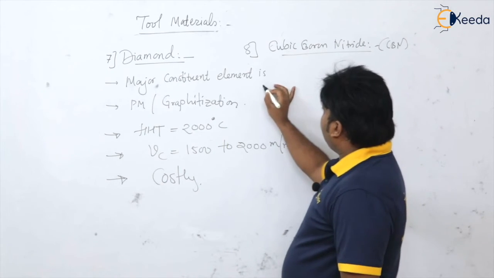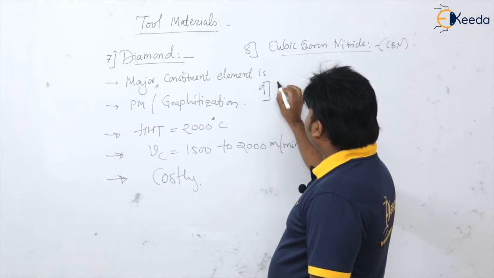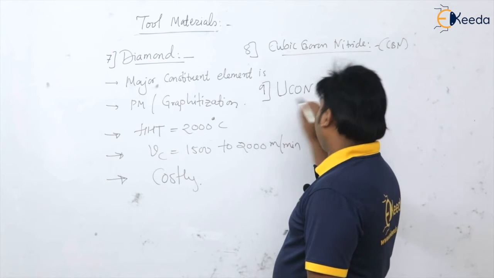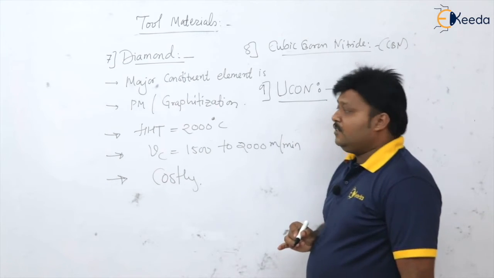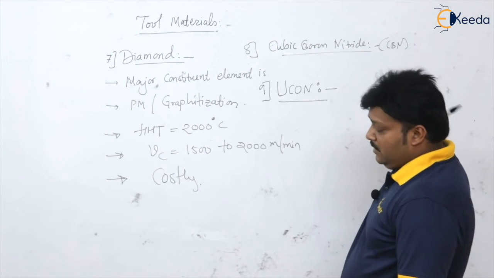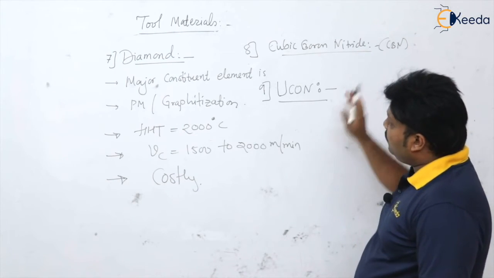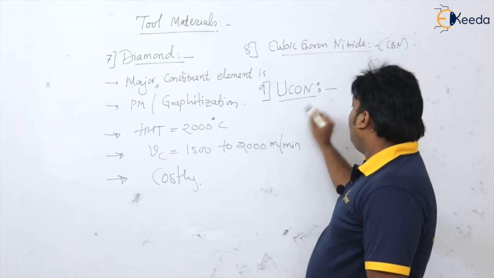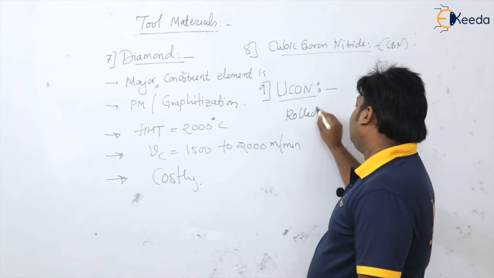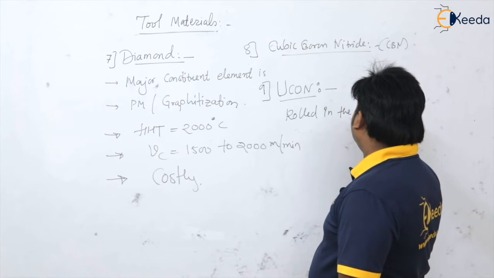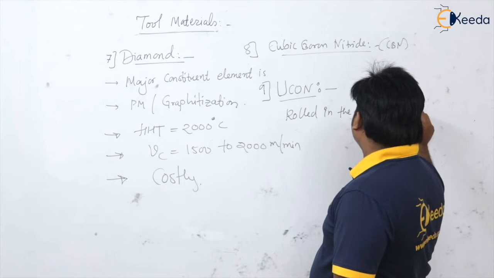Okay, now the next development is Yukon, developed by the Union Carbide tool company. This is the tool which is rolled in the form of sheets. Very important, rolled in the form of sheets.